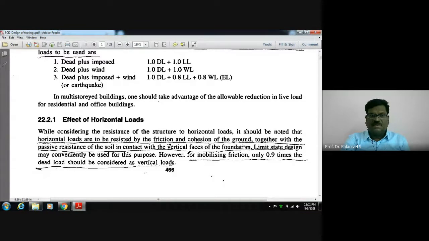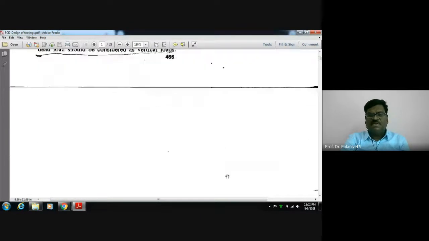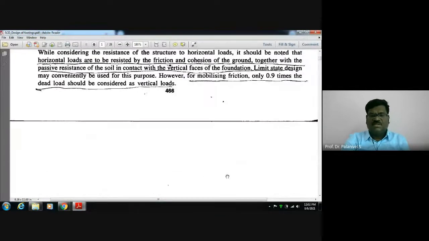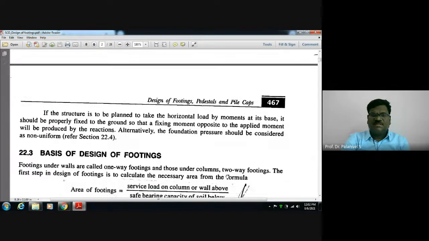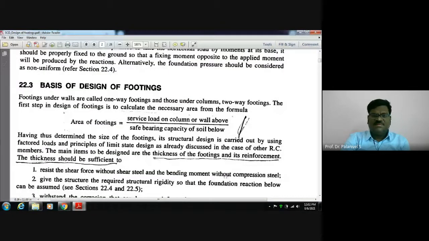It will be noted that horizontal loads are to be resisted by friction and cohesion of the ground together with the passive resistance of the soil in contact with the vertical face of the foundation. That will take care. You do not think much about this effect of horizontal loads. If required, we can go for that. That and all will come in the design of pile foundation and all. For ordinary ones we will not write this. I am just reading out whatever is available in your chapter textbook.